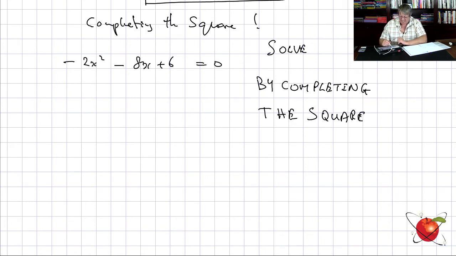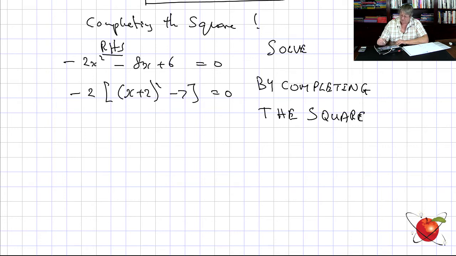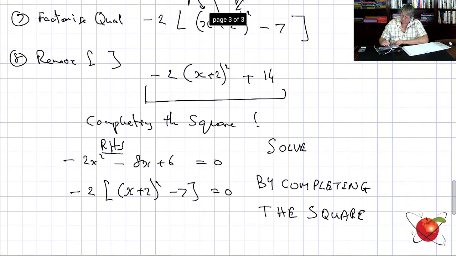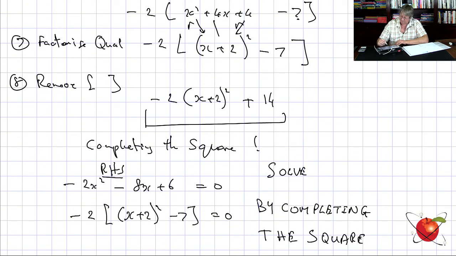Well, I do exactly the same on the right-hand side as I've done up above, until I get to the point here, minus 2, in brackets, x plus 2, all squared, minus 7 equals 0. Let me just show you where that was. It's here. It's at that point there, right? So I have completed the square up to that point there.